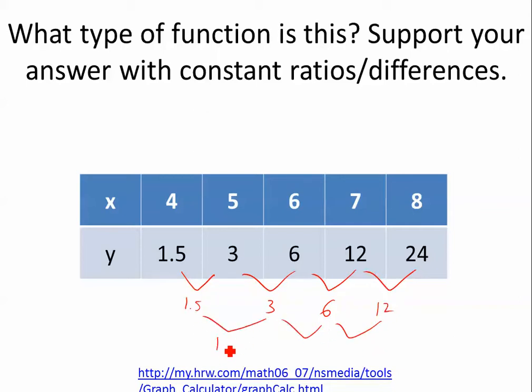3 minus 1.5 is 1.5. 6 minus 3 is 3. 12 minus 6 is 6. Okay, so that doesn't work either. Let's try the ratios. 3 divided by 1.5 is 2. 6 divided by 3 is 2. 12 divided by 6 is 2. 24 divided by 12 is 2. Alright, there's a constant ratio. This is exponential. Let's go on.